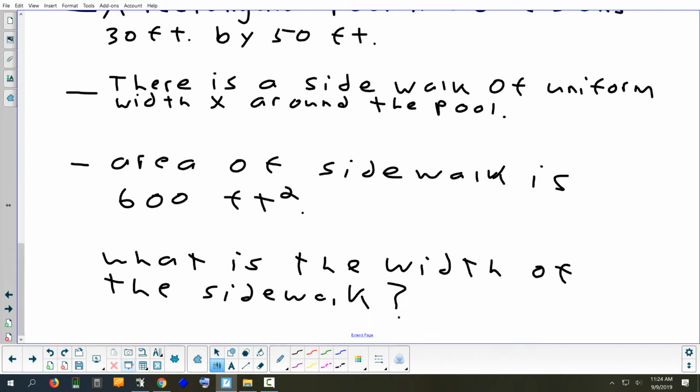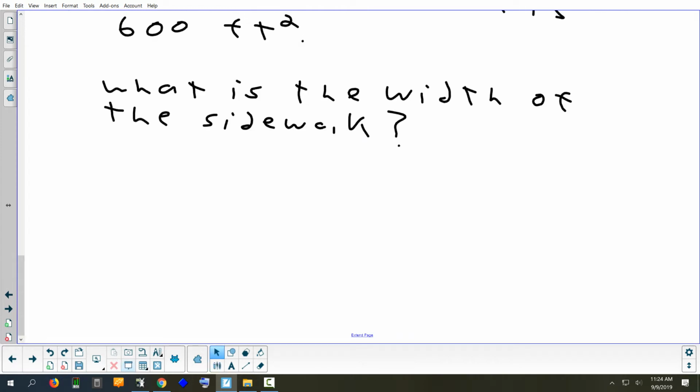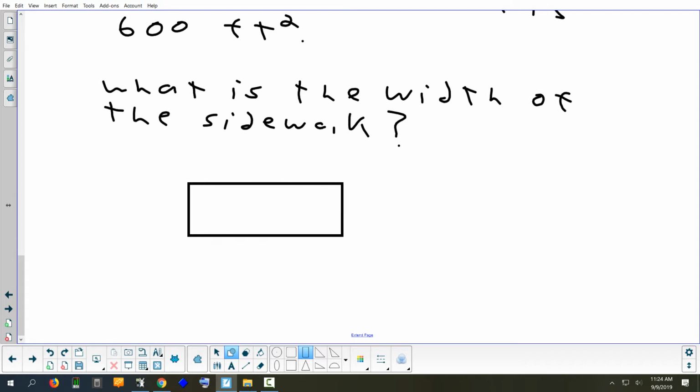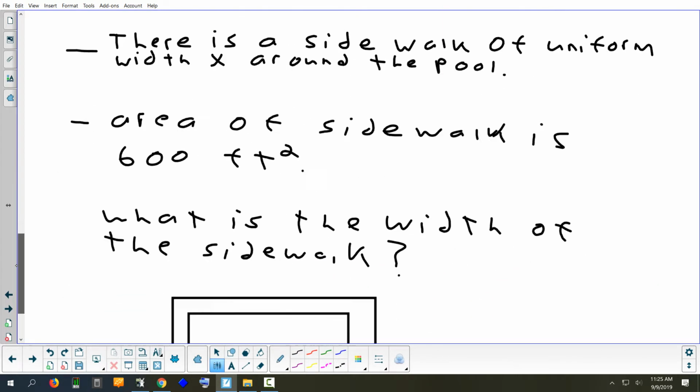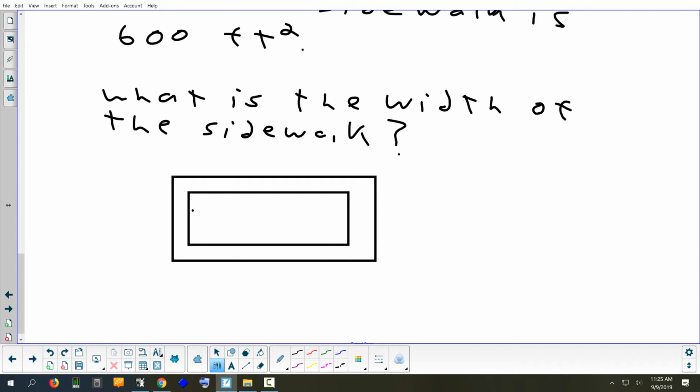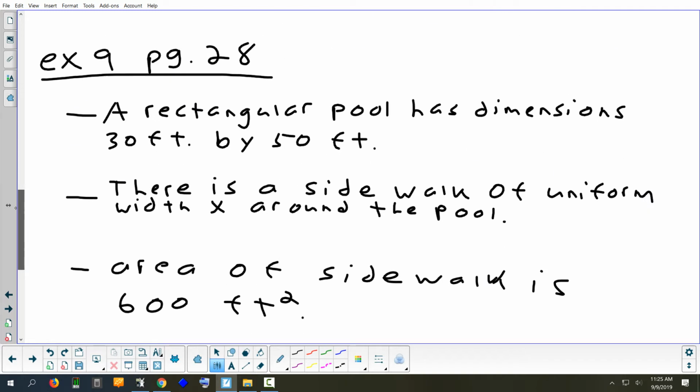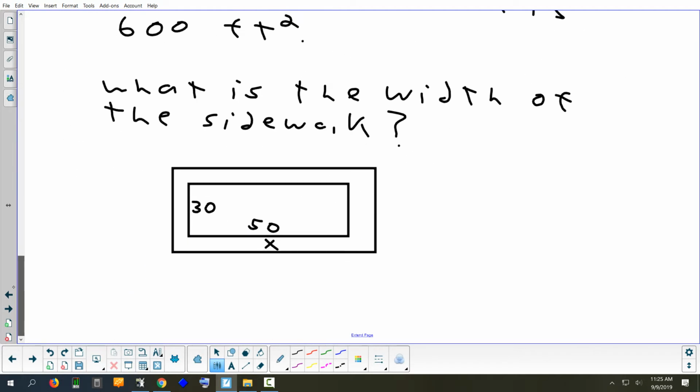So let's draw, we've got a pool, and it says it's rectangular, and we're going to put a sidewalk around it, close enough, of uniform width. So my pool, they tell me, is 30 by 50. And what does it say that the width of the sidewalk is going to be? X. That's all the way around. Now, one other thing we know that we haven't used is the area of the sidewalk. So we're probably going to be doing something with area here.